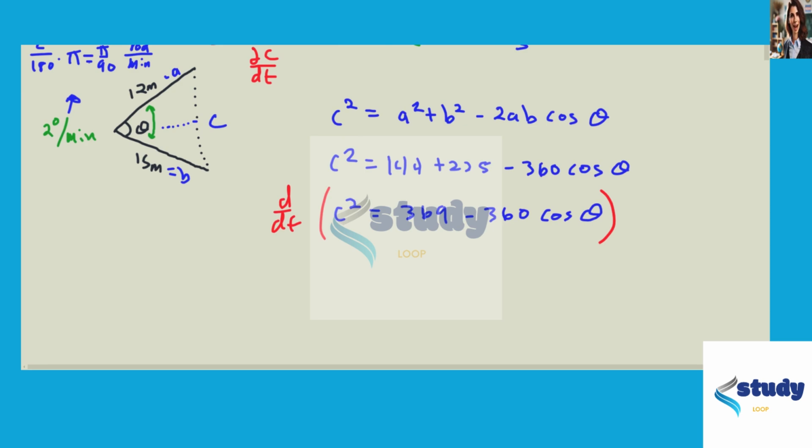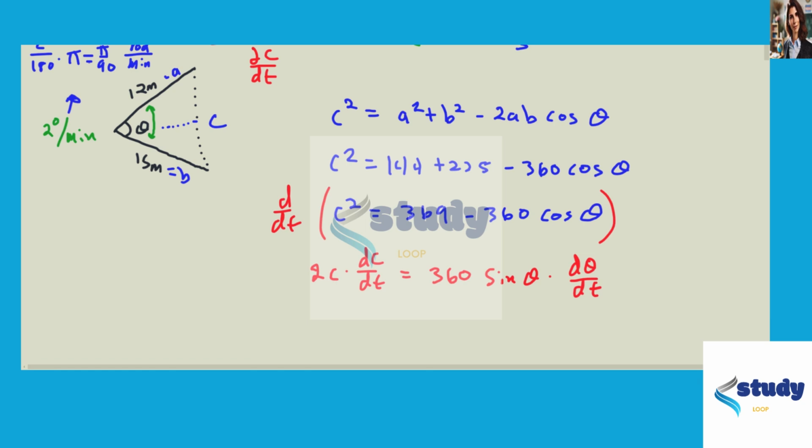And that should give us, so on the left we would have 2c times, and then we use chain rule, so the derivative of c with respect to time is just going to be dc by dt. 369, that's just a constant, so that goes away. And then the derivative of cosine is negative sine, so that would be 360 sine theta, but then we have to implicitly differentiate again, since theta and time are not the same variable, so it'd be d theta by dt.